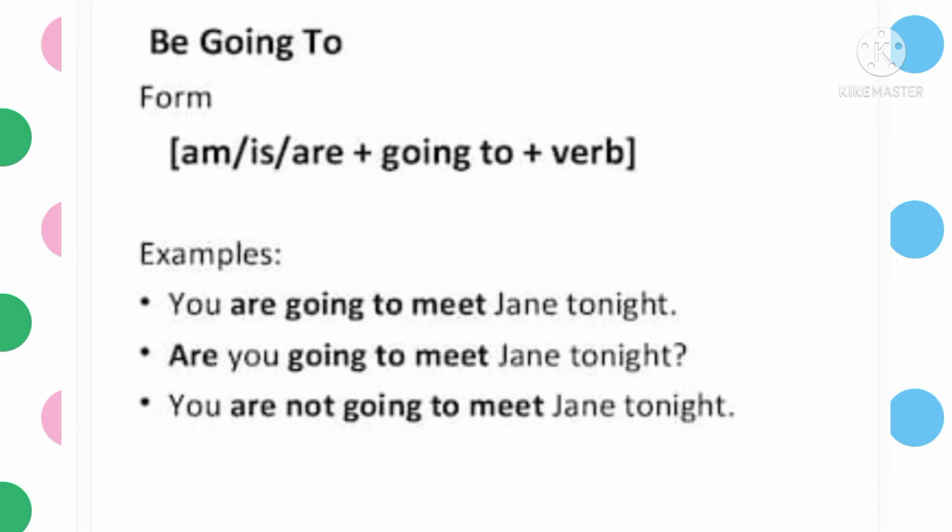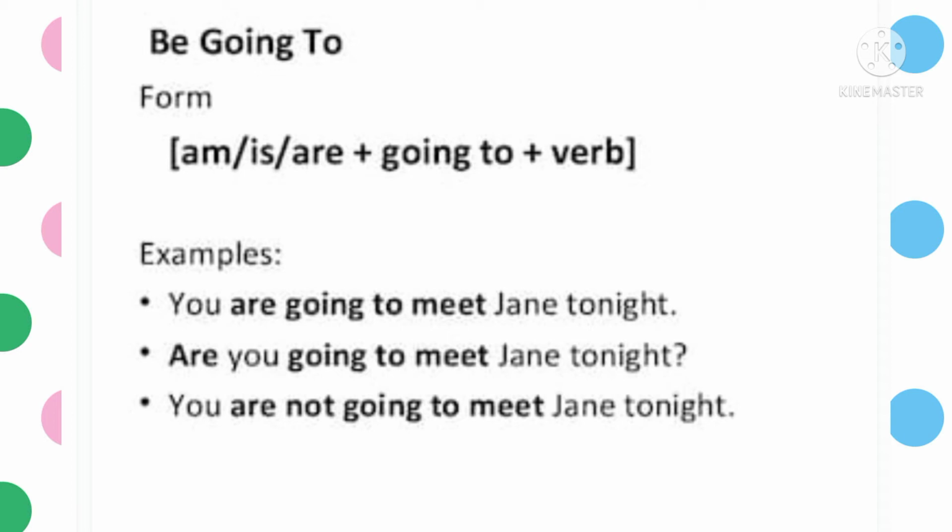In order to express future, we can also use going to. Be going to means is going to, are going to, etc. You're going to meet Jane tonight. It's a future thing or future plan or future event. But we will use here going to instead of will or shall. That means this is expressed in future. When we see going to, that is expressed in future.